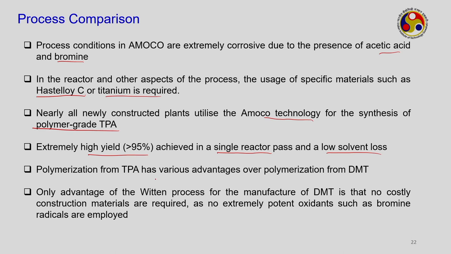Polymerization from TPA has several advantages over polymerization from DMT. The only advantage of the Witten process is that it does not have any acid, it is only alcohol, so no costly construction materials are required. No extremely potent oxidants are used, because bromine is not used here, unlike Amoco. It only uses methanol for the oxidation and esterification. So you can use this process without the high-grade construction materials needed for corrosive conditions. That is one advantage of the Witten process as compared to Amoco.